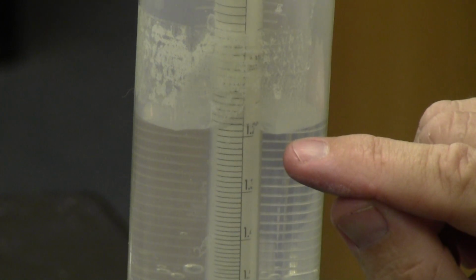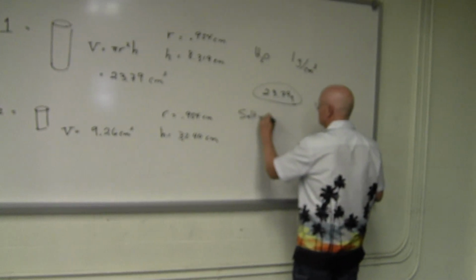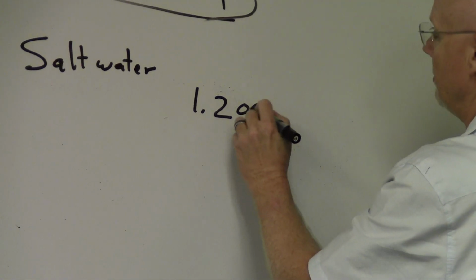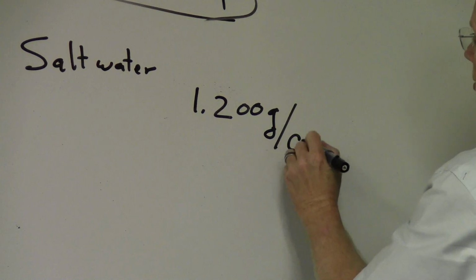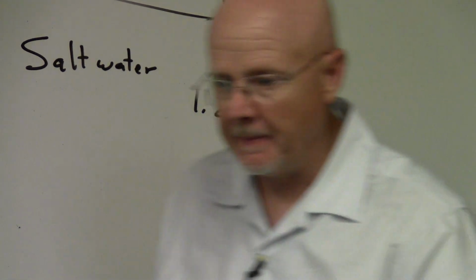Looks like 1.2 dead on. 1.200. Okay, so let me write down the density of salt water here. So salt water, the density is 1.200 grams per cubic centimeter today. That's how much salt we mixed up here.